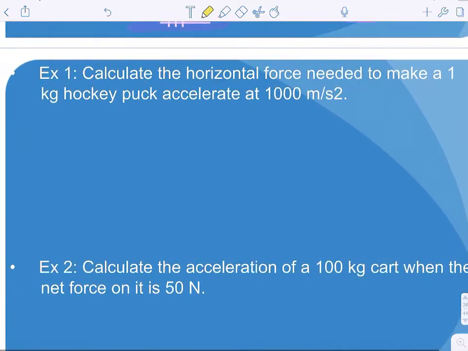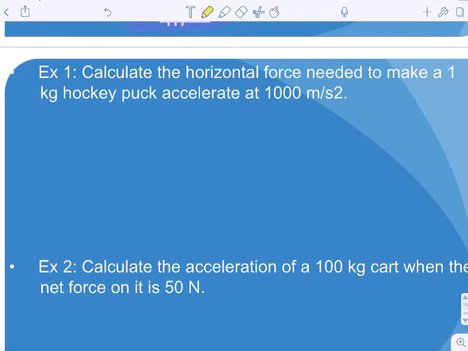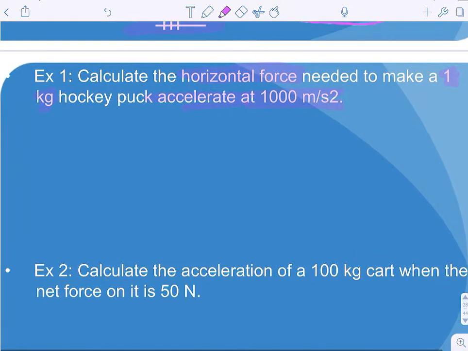So now I'm going to walk you through the math problems that are in here. Calculate the horizontal force. So we are looking for the force needed to make a 1 kilogram hockey puck accelerate at 1,000 meters per second squared. Go through and label things. I'm looking for force. They gave me kilograms, which is a mass. And I know I'm trying to accelerate it this much.